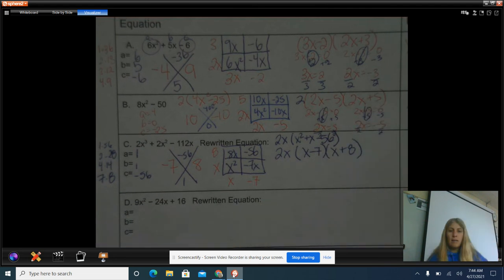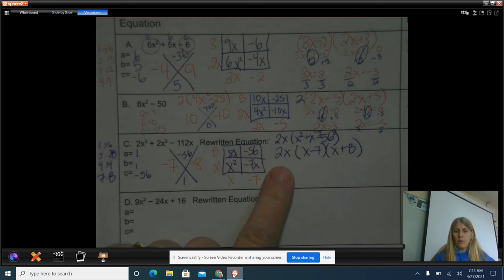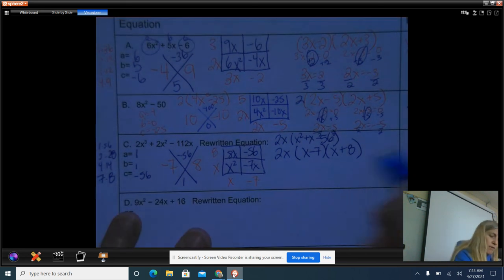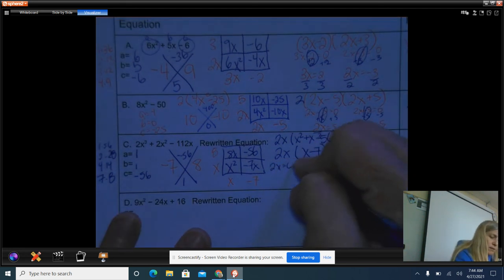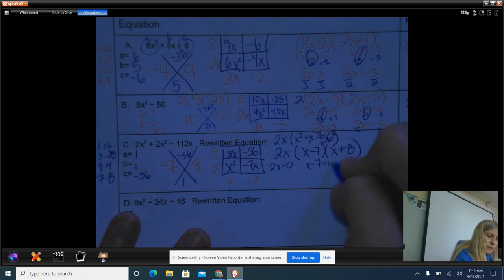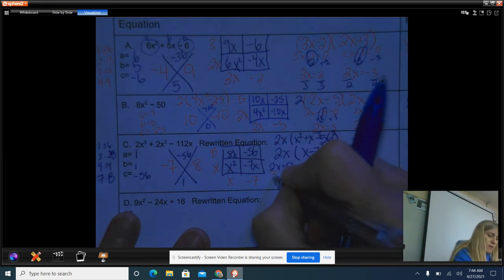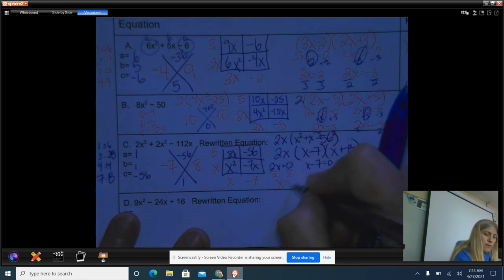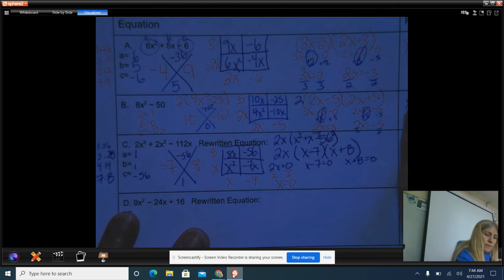So when we have the 0 product property, we actually have to set all of them equal to 0 that have x's, and our 2x does. So we actually have 3 here. We have 2x is equal to 0, x minus 7 is equal to 0, and x plus 8 is equal to 0. This one, we're going to divide both sides by 2, and our first x is going to be 0.